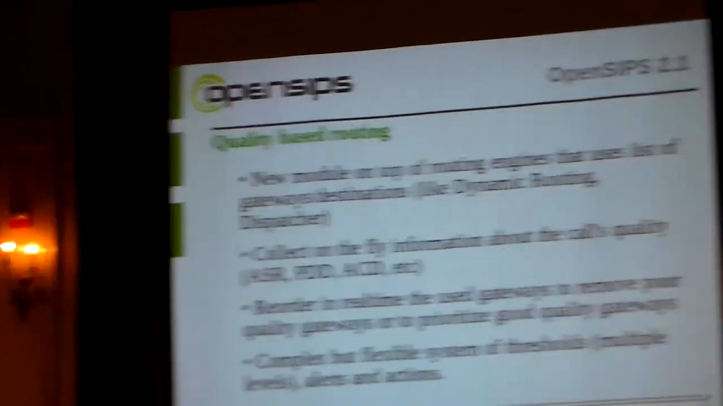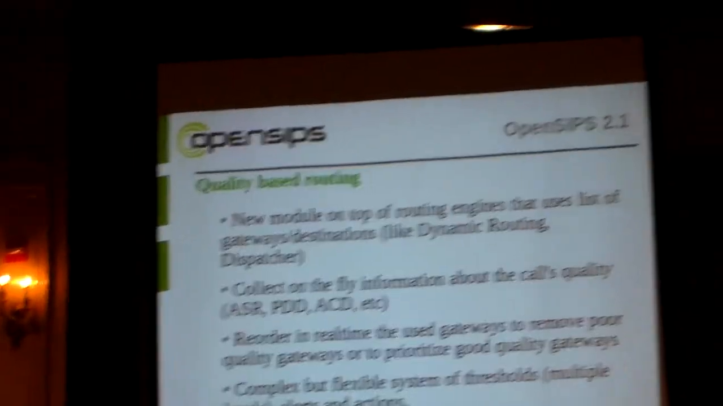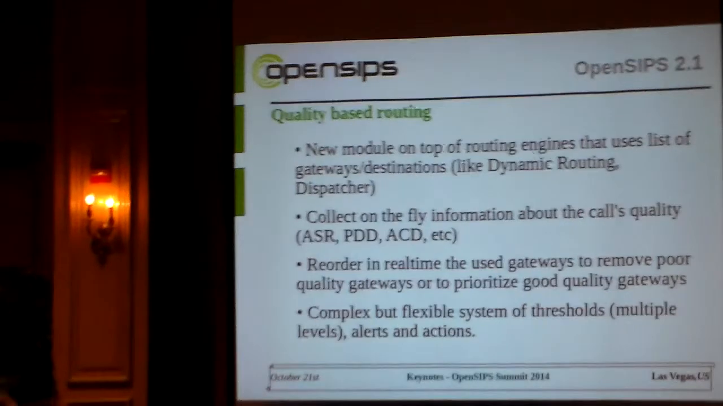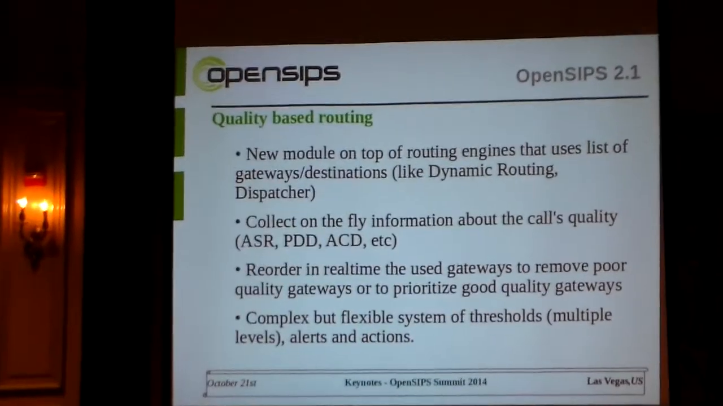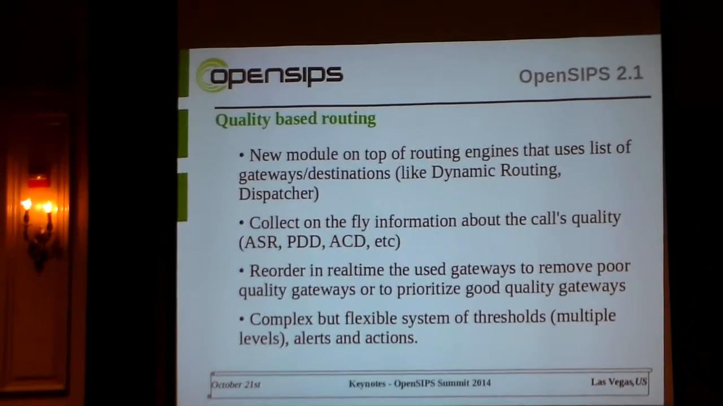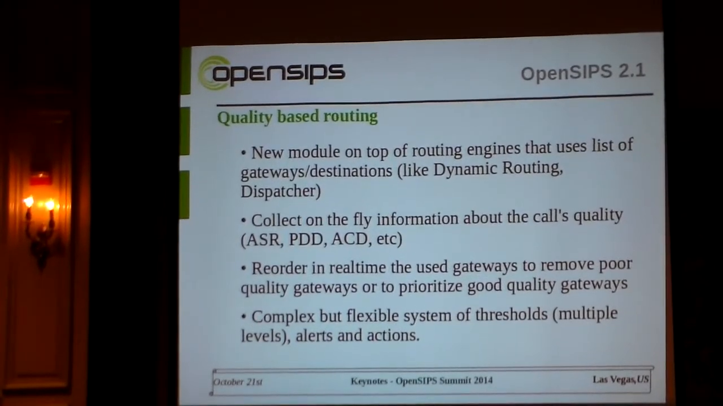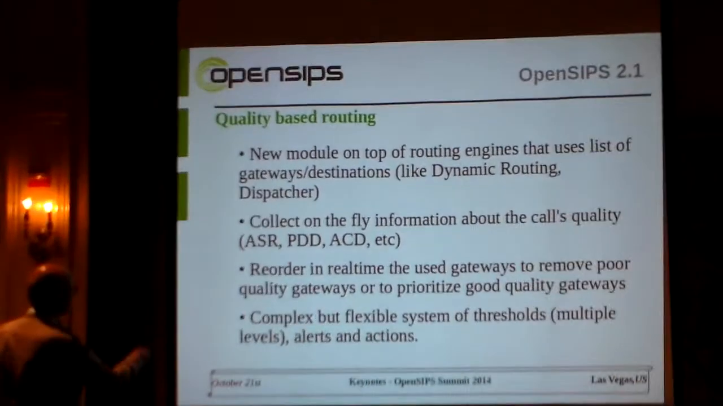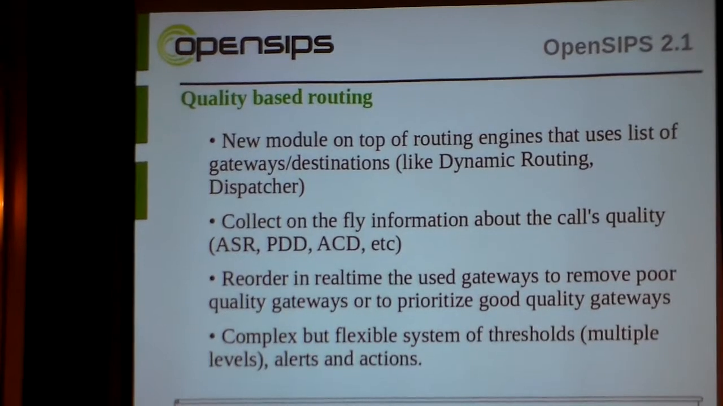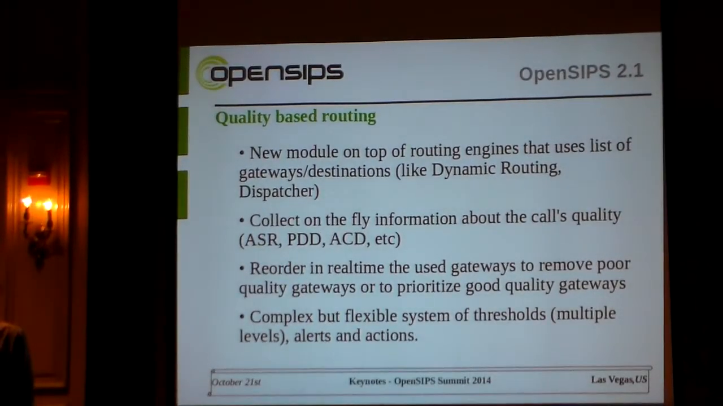based on parameters from the list. So all the time you can do something like, okay, I want to do routing in such a way that I offer the best quality to my customer. And all this information, once again, is collected in real time by OpenSIPS based on the traffic, and then used in order to do routing.